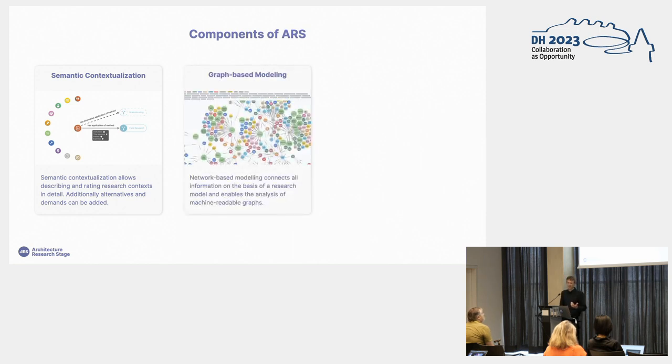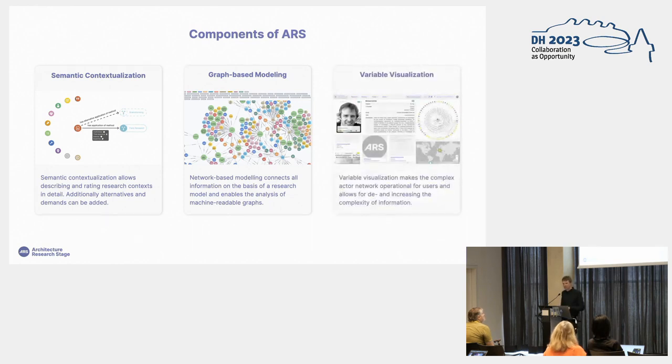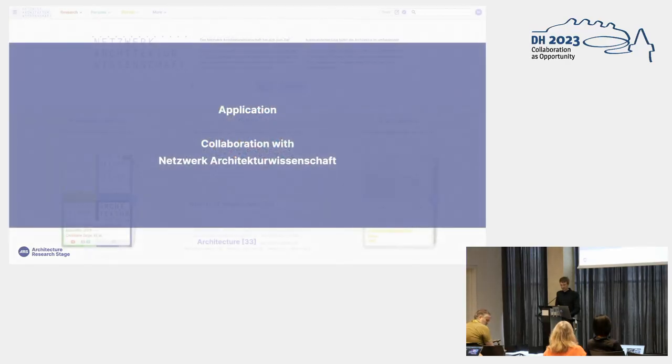The second component is graph-based modeling. We're working with Neo4j to enable the analysis of these machine-readable graphs. And the third is a kind of variable visualization, so that we make the complex actor network operational for the users as well, not only for the machine, but for the users as well. So these are the components, and now we'd like to show you an application we did in the last year with a cooperation partner, and Ferdinand will say some words about this.